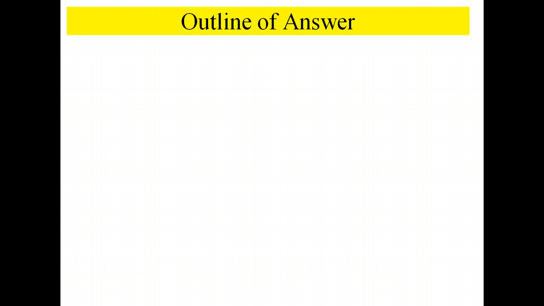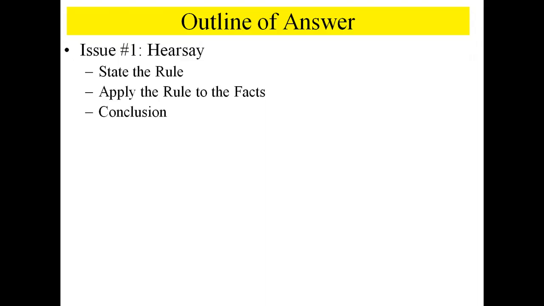All right, so the outline of the answer for practice exam question number 5 involving Dom defendant and his girlfriend Verna victim is as follows. The first issue that you should discuss is hearsay. Note that the only part of neighbor's testimony that is problematic is her description of victim's statement. So that is all you need to discuss here.